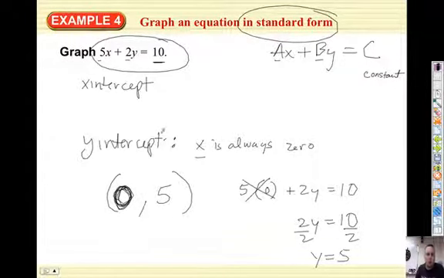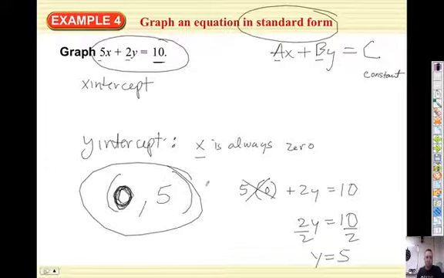You have the y-intercept. If you did this in your head, it would take you 2 seconds. You would say, okay, 0 here, that means 2y equals 10, y is 5. Oh, there you go. The y-intercept is 0, 5. All you need to do is find one more coordinate to make a line. You need two coordinates, and you draw a line between them.